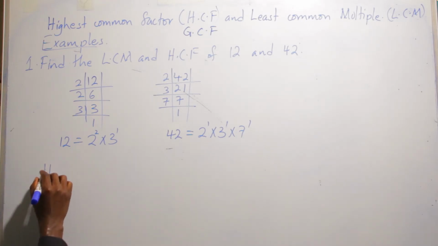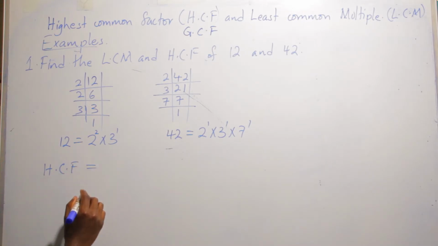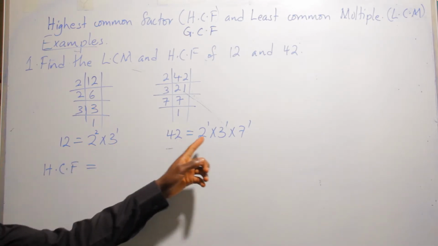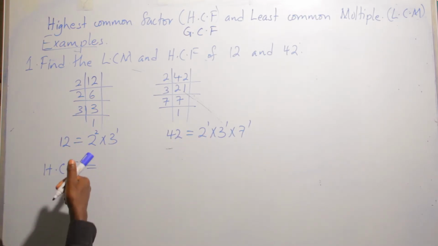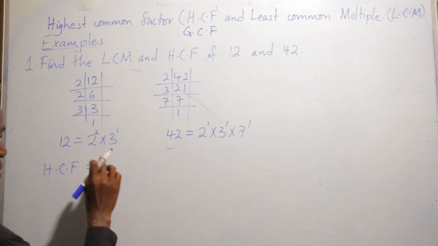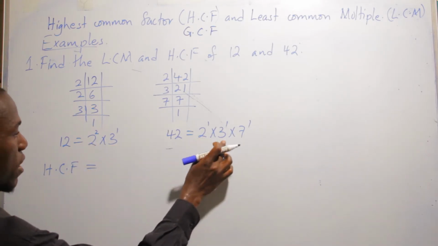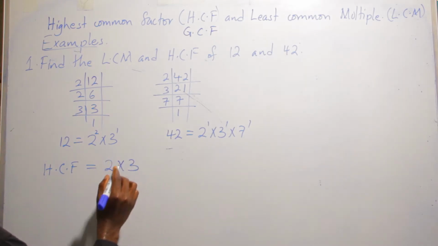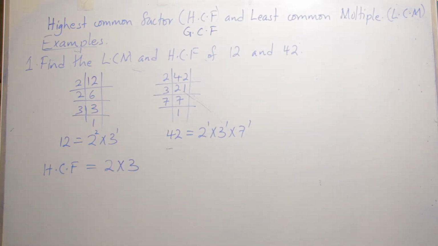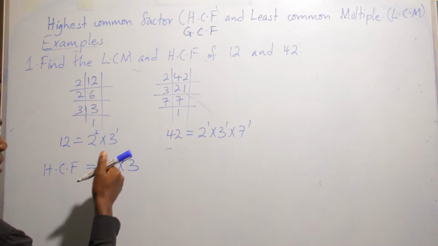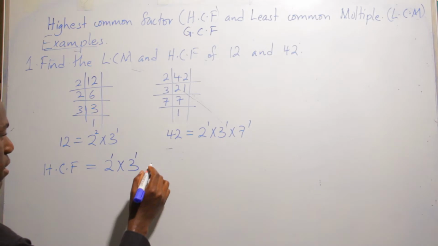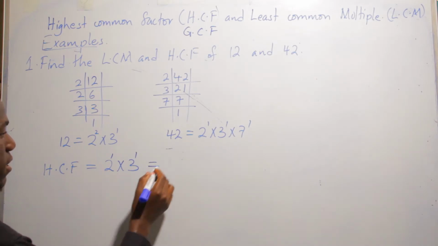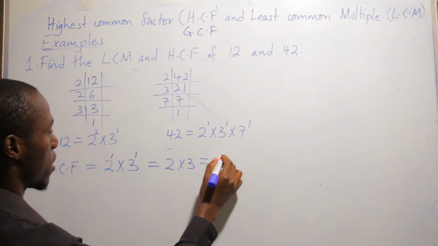So to get the highest common factor, we look at the products of the primes. Here what is appearing common is the 2 and the 3. So I have 2 times the 3. Then I take those that are having the least power. So the 2 here and the 2 there, this 2 power 1 is having the least power, and then the 3 power 1 is having the least power. So when I multiply that, that is 2 times 3 to get 6.